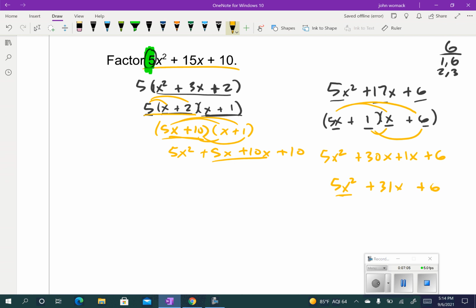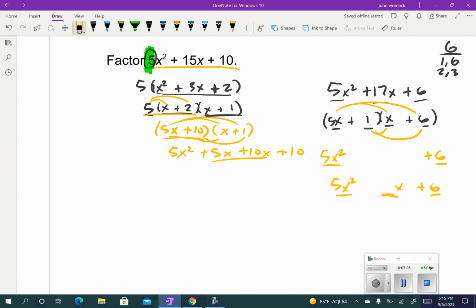Well, I got the 5x squared, right? We knew that was going to happen when I put the 5x and the x there. And I got the 6. I knew that was going to happen because I put 1 and 6 here. The question was, did I get the right middle term? And if I look up here, I did not. I wanted a 17 and I got a 31. Okay, so I know that 1 and 6 don't work.